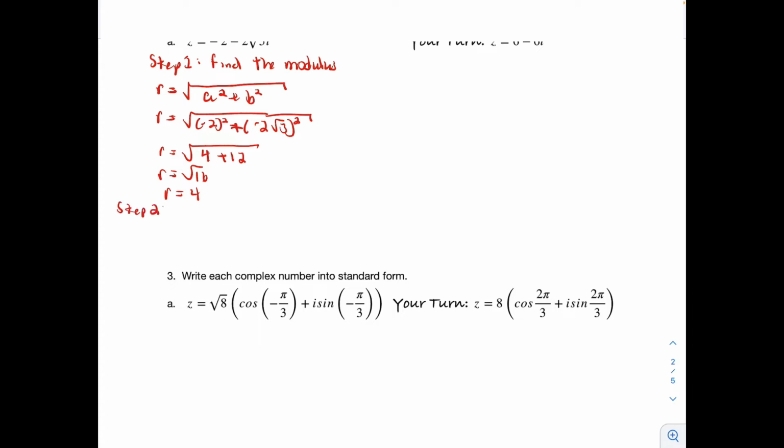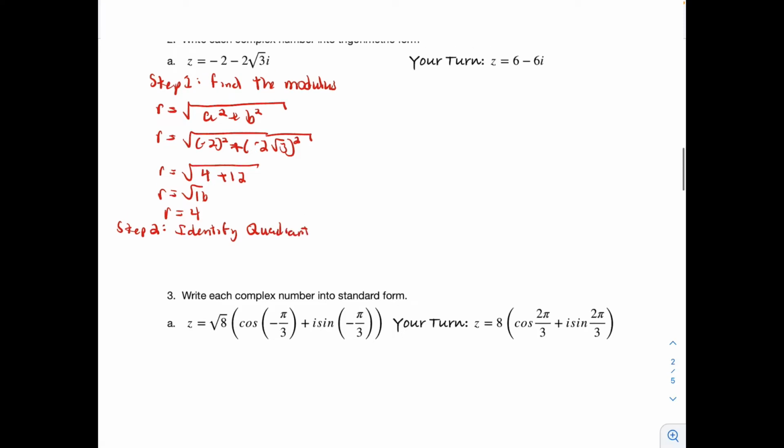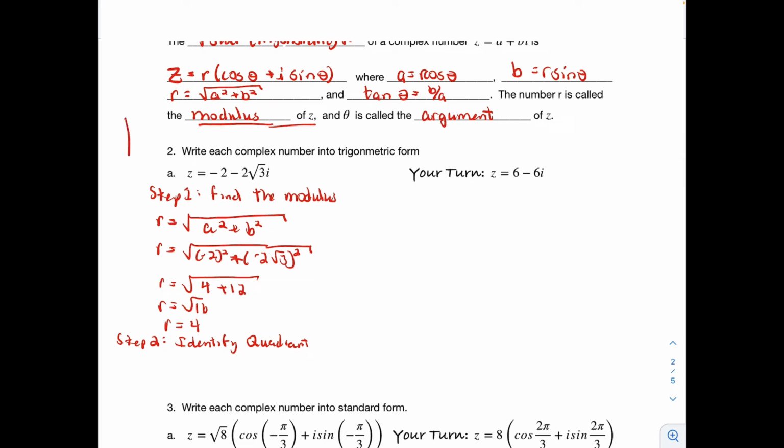Now, the next step is we need to figure out our argument. But before we figure out our argument, we have to identify the quadrant that this point z is in. So all you do is simply do a quick sketch of the complex number on the complex plane. So z is negative 2 minus 2 the square root of 3i. So I'd go left 2 and down 2 the square root of 3. And so that puts us in quadrant 3.